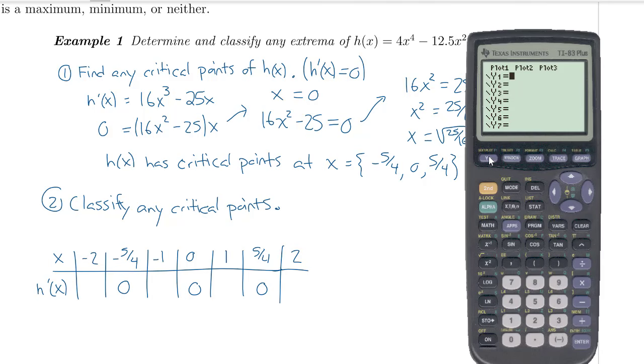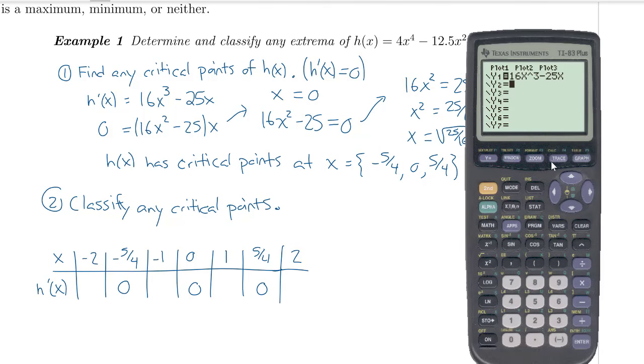So I have this emulator here, and you'll just go to your y equals, and you want to enter the derivative function, and be careful not to enter the original function. That's probably one of the most common mistakes that I see when I am grading tests for these types of problems. If you enter the original function, then you'll just get completely wrong answers.